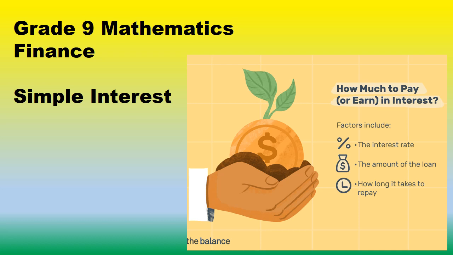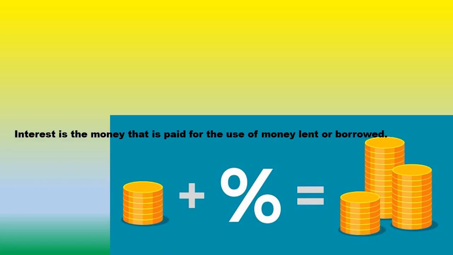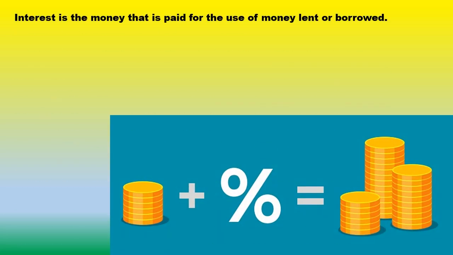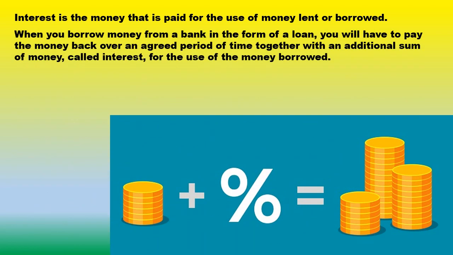We are still busy with finance, and we are going to look specifically today at simple interest. Interest is the money that is paid for the use of money lent or borrowed. When you borrow money from the bank in the form of a loan, you will have to pay the money back over an agreed period of time, together with an additional sum of money called interest. That is for the use of the money borrowed.